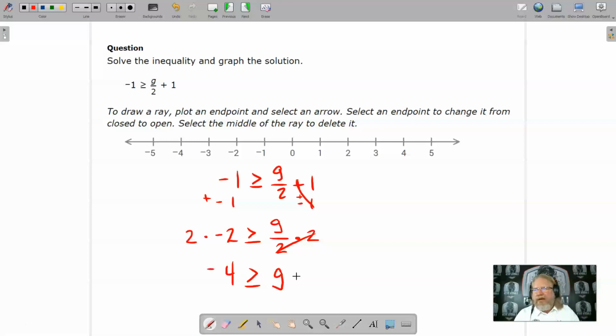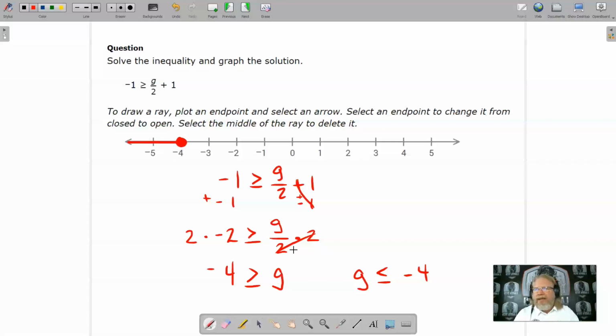Now my G's on the right, I want it on the left, and I want my negative 4 on the right. You notice that the arrow's pointing at G, so we're going to keep it pointing at G. Now let's go ahead and graph our solution and find negative 4. There it is. It does have the equality concept, so we'll go ahead and fill that in. And it is pointing to the left. It's all the numbers that are less than or equal to negative 4. So there we go for that.